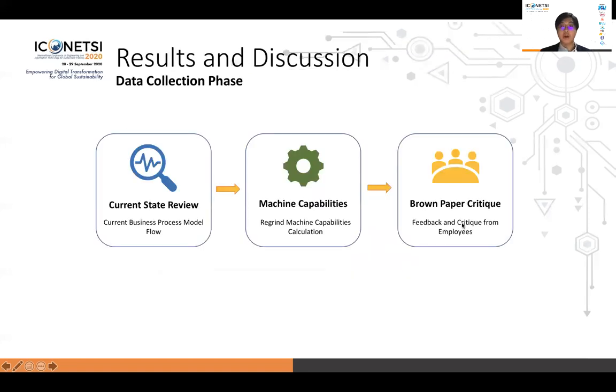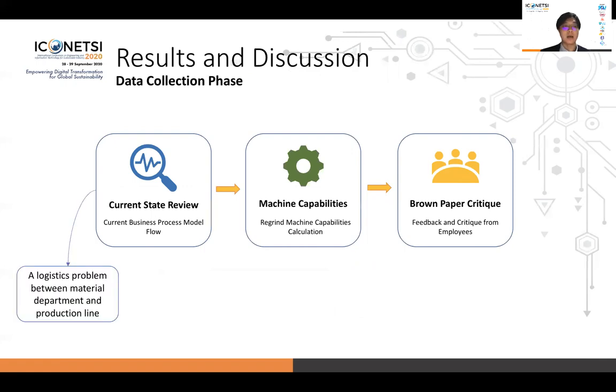Moving on to the results and discussions, this is the data collection phase. Here you can see the 3 big processes in the data collection phase. The first is the current state review, which I visualize in the current business process model flow. Here I found a logistic problem between the material department and the production line.